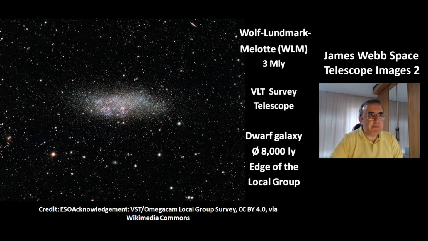This is another picture from the Very Large Telescope Survey Telescope of the dwarf galaxy Wolf-Lundmark-Melotte, which is located 3 million light years in distance. Its diameter is 8,000 light years. For comparison, the diameter of the Milky Way is 100,000 light years. The Wolf-Lundmark-Melotte Galaxy is located at the edge of the local group. The local group is our group of galaxies, with the three main big galaxies: Andromeda, number 1, Milky Way, number 2, and the Triangulum Galaxy, number 3.